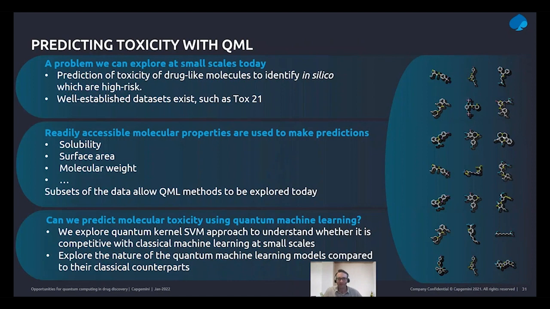The specific problem that Francis looked at was actually predicting toxicity. There are standard data sets for this, containing a whole load of drug-like molecules. These include lots of properties associated with them. These are all classical data, things like solubility, surface area, the weight of a molecule, all mostly sort of physical attributes of a molecule that you can use to build predictive models. And Francis actually looked at kernel SVM, quantum kernel SVM. These are support vector machines, because you could do a direct comparison between a classical kernel and a quantum kernel.